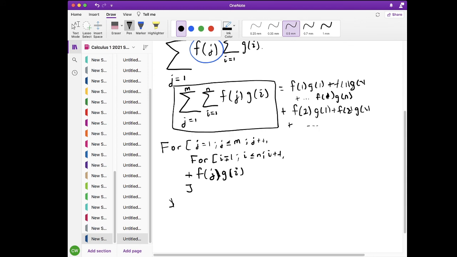Sorry, my pen is being a little slow. Everyone see that? And then you go all the way to f of m. It's a little weird, but if you just kind of go slowly through it, you get all of them. So there's two sums going on. That's why I use different letters to denote the two things changing.